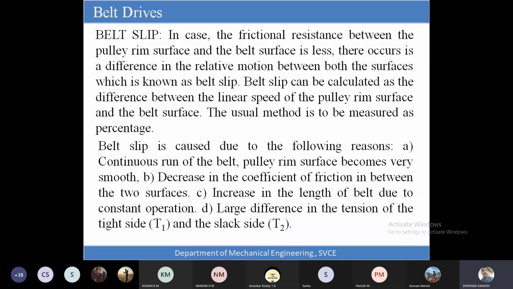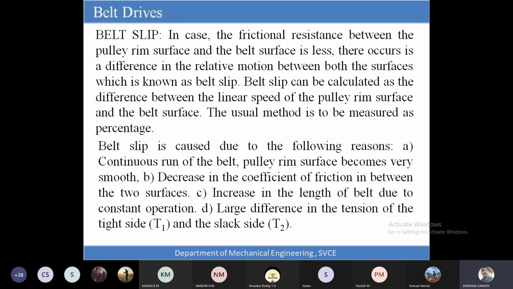So once the belt is loosened, what happens? Enough friction will not be there. So without gripping the driving pulley, simply the belt will be running over the driving pulley. So it will be driving, but not proportionally. So due to this, what happens? There will be a slip in the belt.